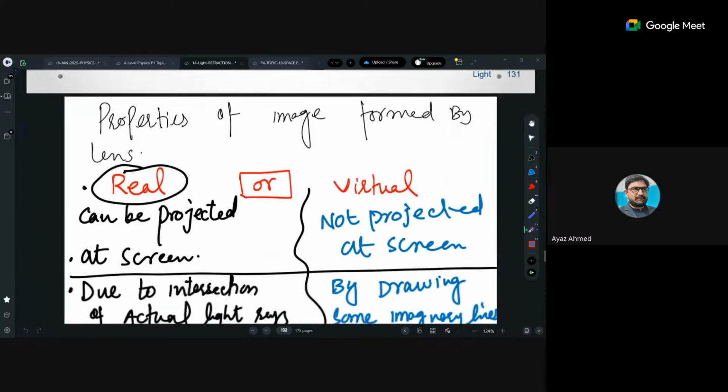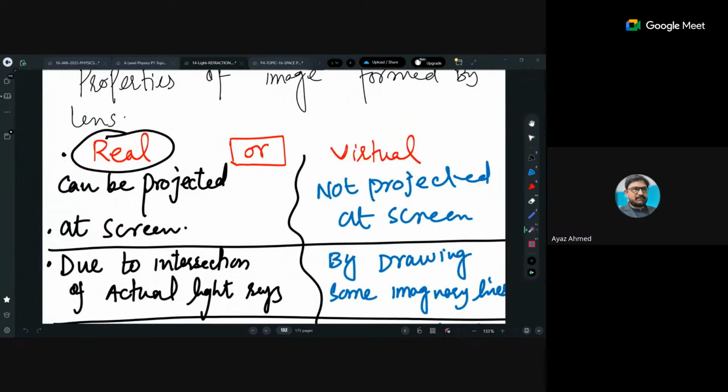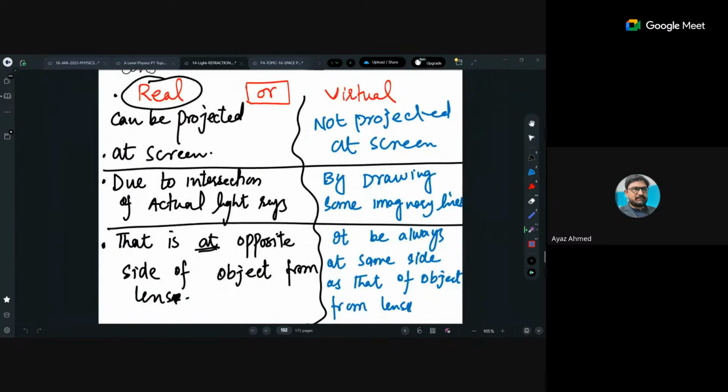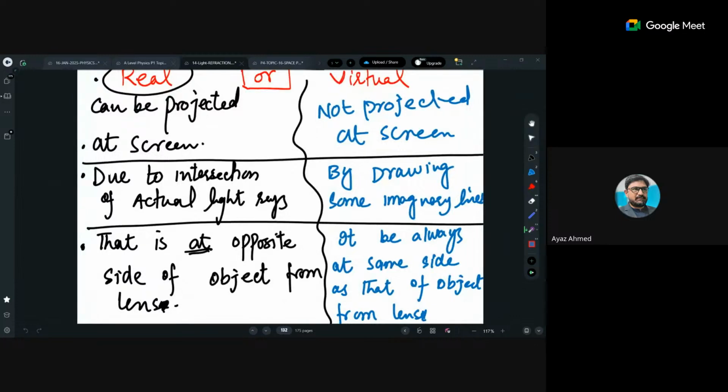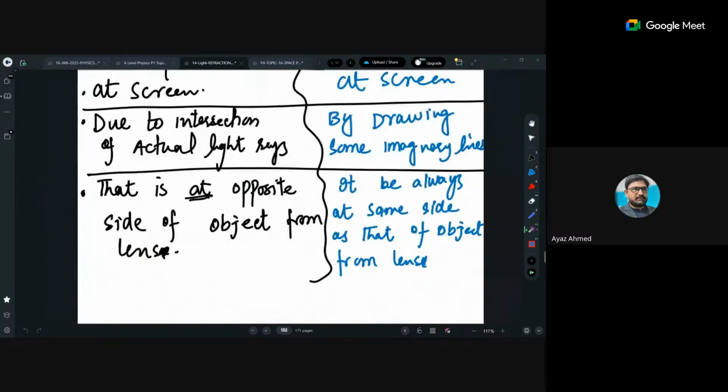go to the properties of the image, I have classified the images, that there are real images and virtual images. Real images are those which are formed on the screen, are projected on the screen, and they can be formed by the actual intersection of rays, and that is on the opposite side of the object with respect to the lens. I will tell you that here the object is on the left side and image is on the right side. That's why they are opposite to each other as compared to the lens. So that is why it is called your real image.